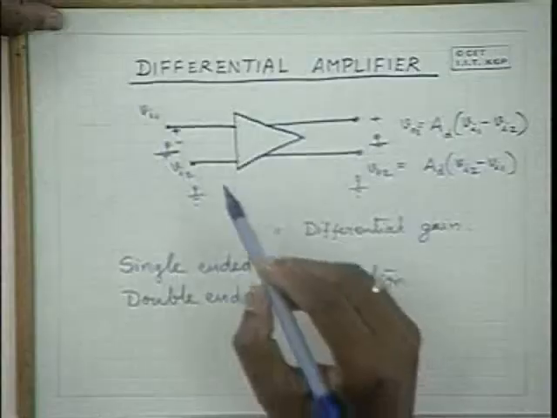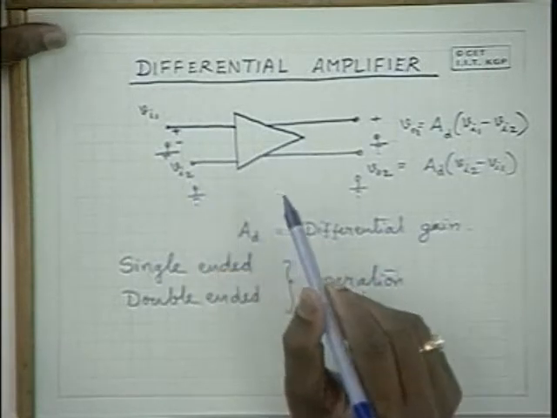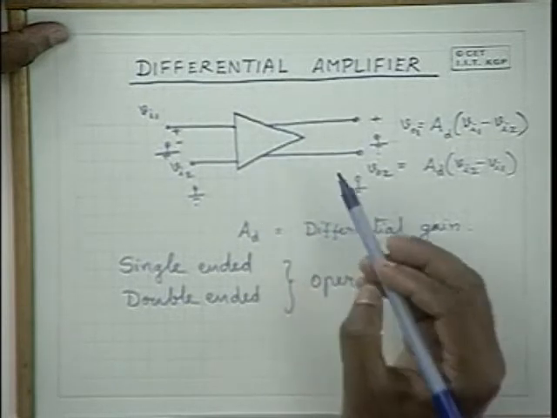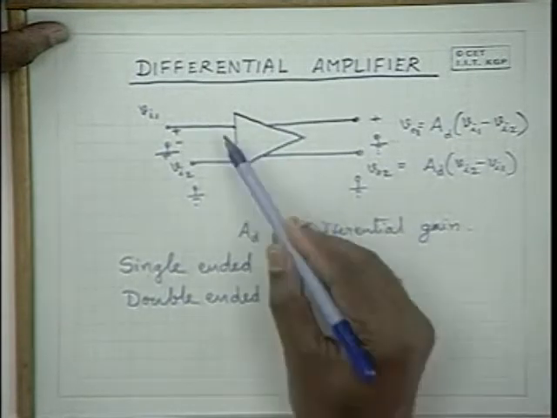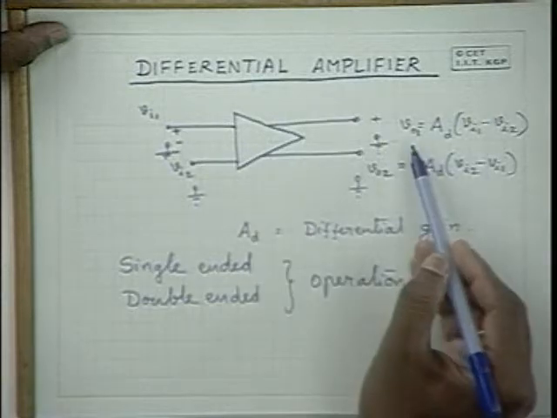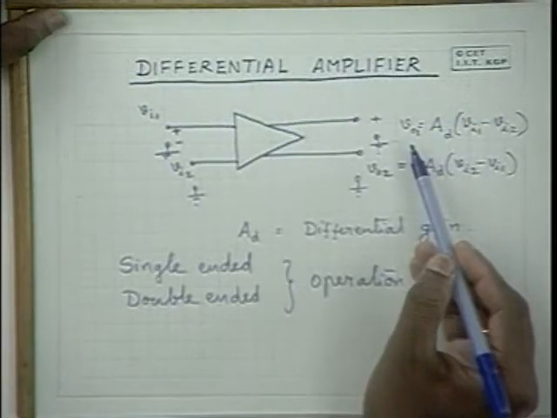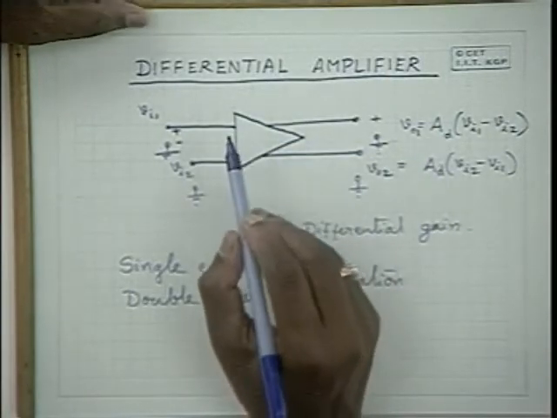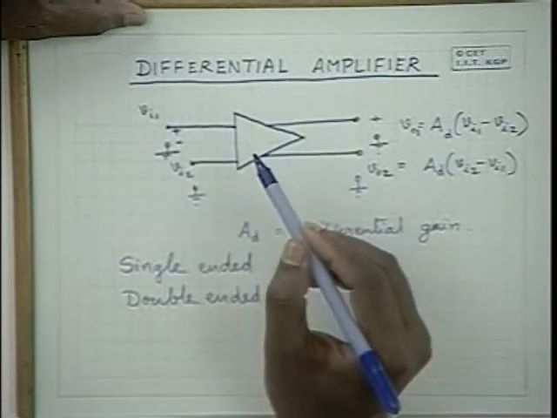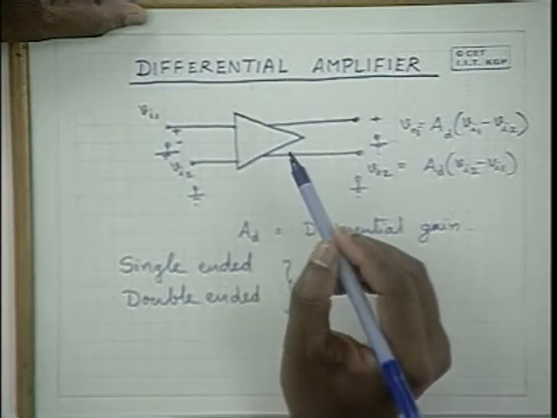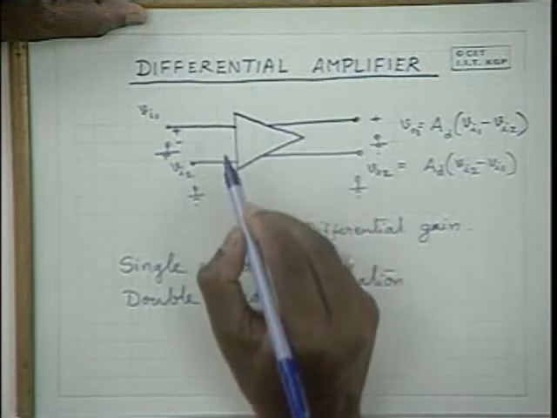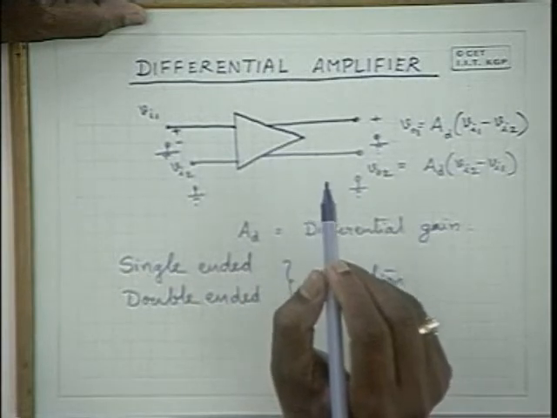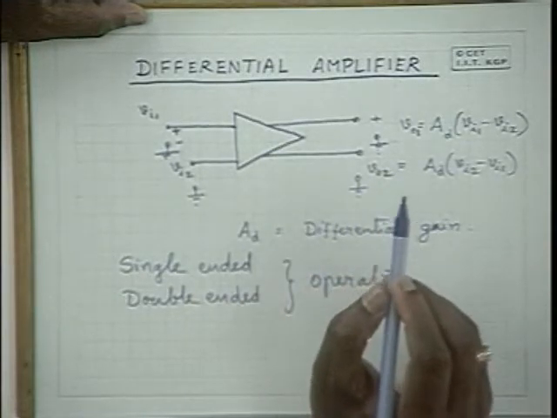Now, when Vi1 is equal to Vi2, the difference signal is 0. And when the difference signal is 0, the output signal should naturally be 0. That's what is desirable. So a differential amplifier should only amplify the difference signal. On the other hand, practical circuits amplify the common mode signal also. I'll explain what a common mode signal is.